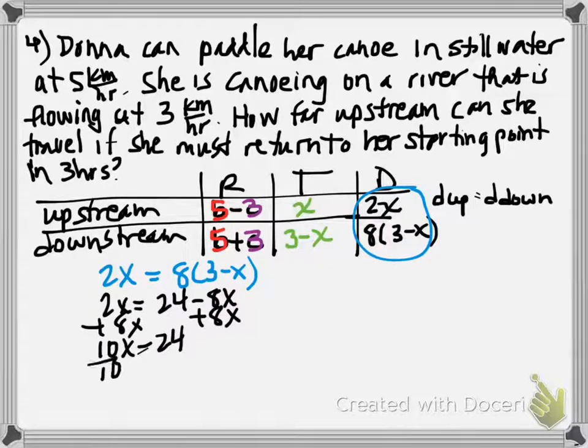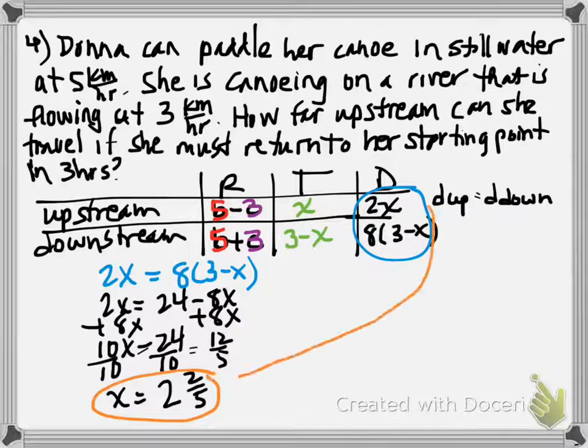And we divide by 10. We can simplify by 2 to 12/5. And then we're going to get x equals, and we can convert it to a mixed number. 5 goes into 12 twice, which is 10 with 2 left over. Now that's not the answer because the question has asked us for the distance. How far upstream?